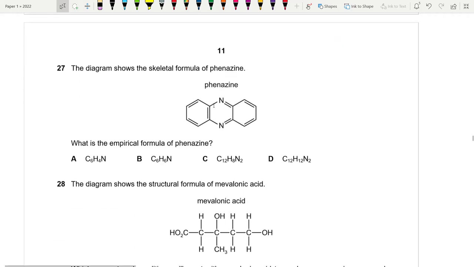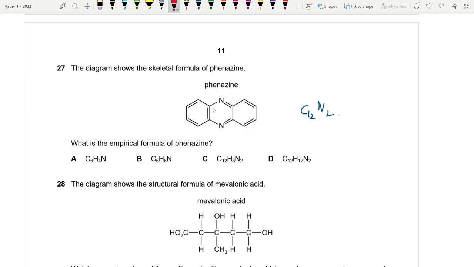27. The diagram shows a skeletal formula of phenazine. What's the empirical formula of phenazine? How many carbons? 1, 2, 3, 4, 5, 6, 7, 8, 9, 10, 11, 12. So C12. What about nitrogens? N2. So C12, N2 for now.